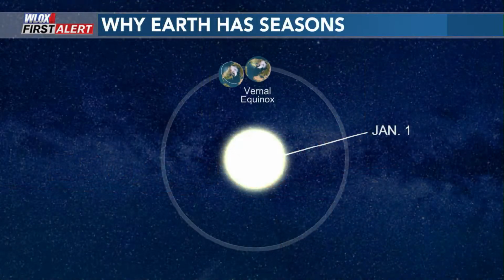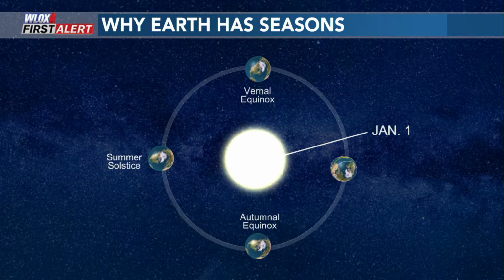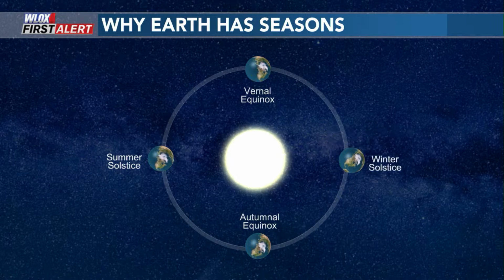So let's walk you through the seasons. Here's a look at why Earth has seasons. Of course, we know there are 4 seasons. On the right here, we've got the winter solstice. That's the start of winter. And up top, we got the vernal equinox. That's the start of spring. That's where we are right now. You are here. And then you got the summer solstice. That's the start of summer. And then you got the autumnal equinox. That's the start of fall.